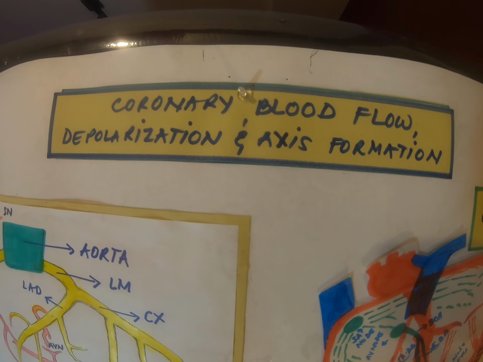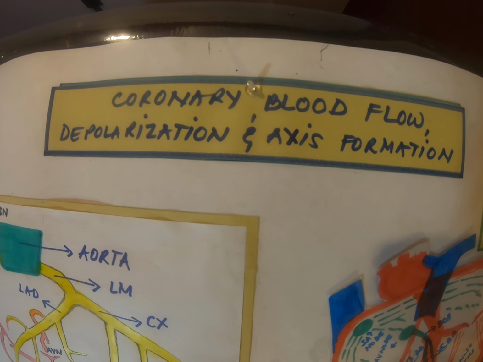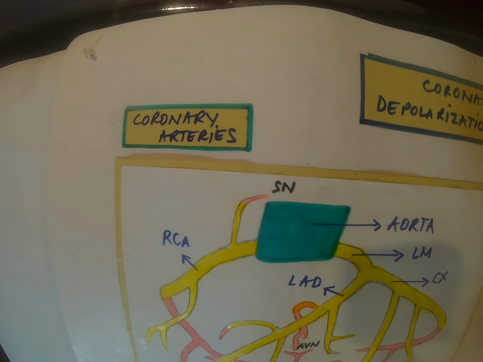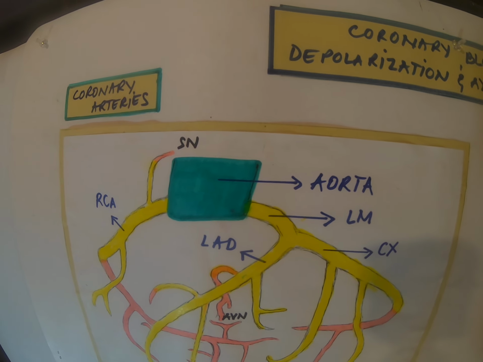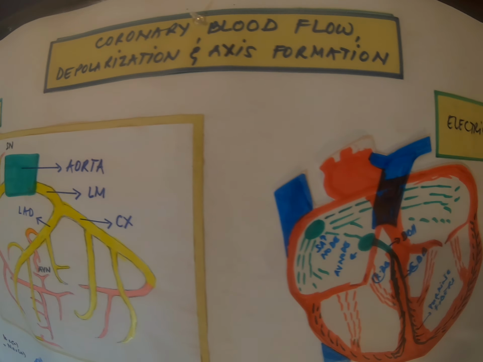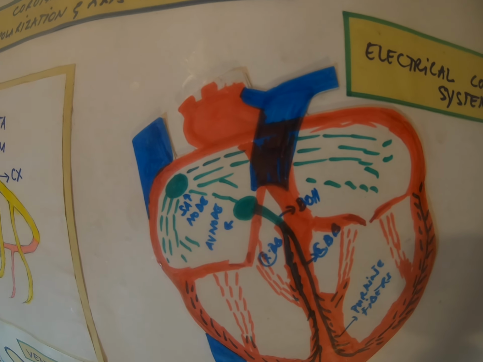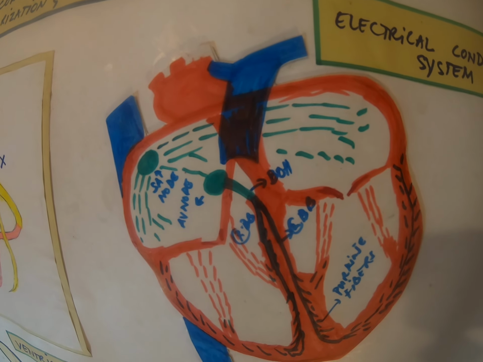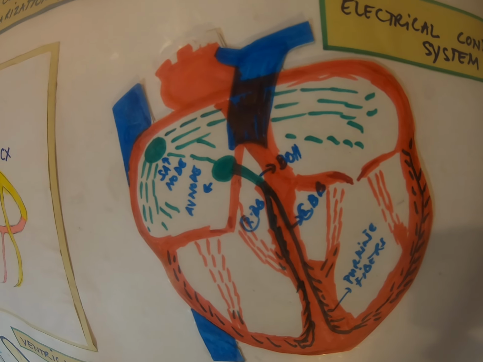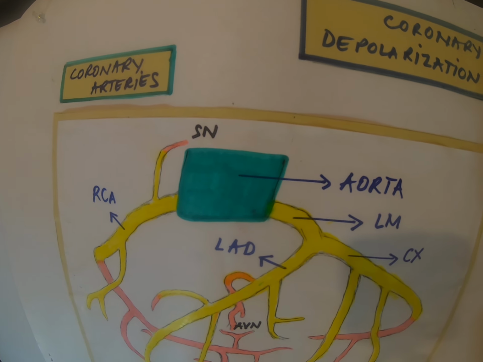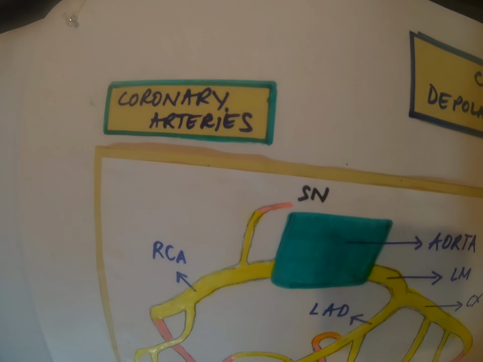This is coronary blood flow, depolarization and axis formation. Okay, we should have a good blood flow to be able to have a good electrical stimuli formation, conduction before depolarization. So here, our blood supply comes from our coronary arteries.